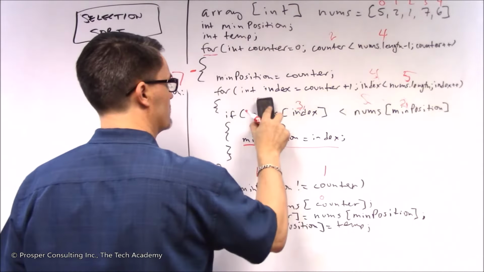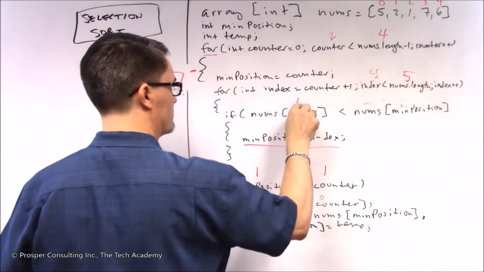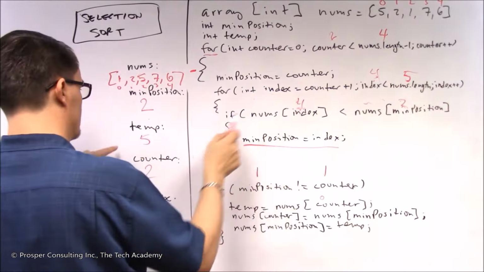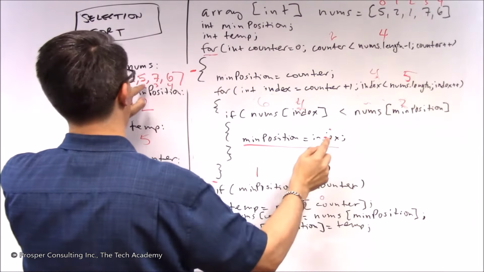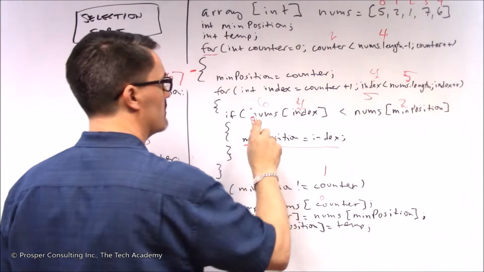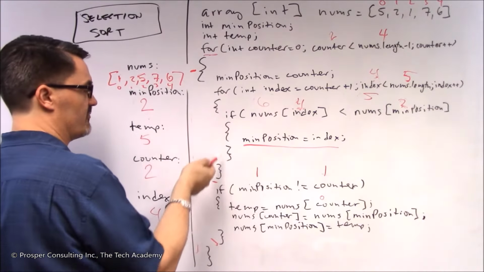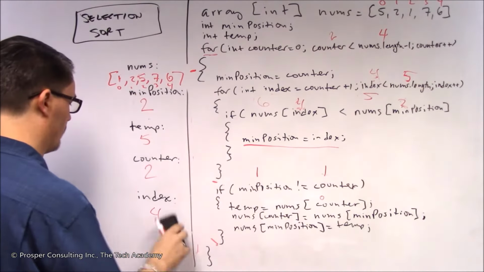Now we're checking values. What positions? Well, index is equal to 4, so position 4. Min position hasn't changed, it's 2. So what's the value of nums at position 4? It's a 6. Position 2 is a 5. So is 6 less than 5? No, it's not. So we don't execute this if block. We've gotten to the end of this loop. We increment index. Index goes from 4 to 5.